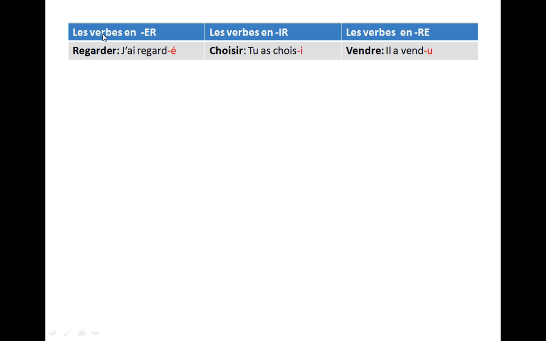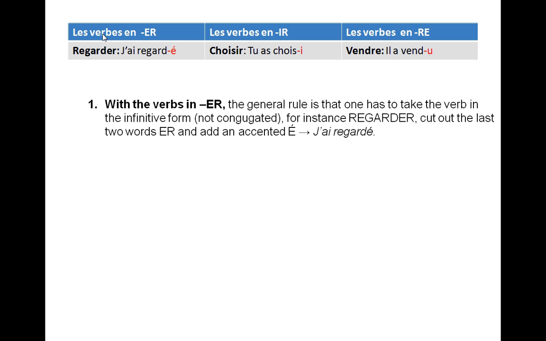Let's get into specifics. With the verbs that end in er, like regarder, you take the verb in infinitive form, which means the verb that is not conjugated. So regarder, you cut off the last two letters, er, and then you add an accented é. J'ai regardé. That's your example. So very easy.